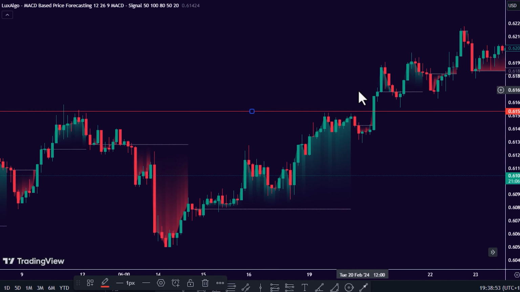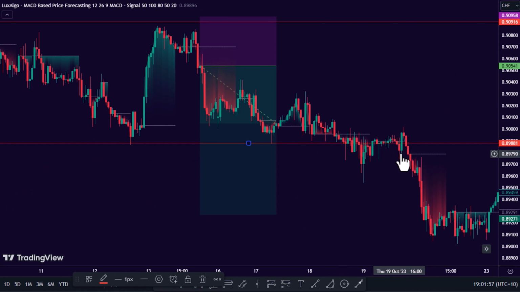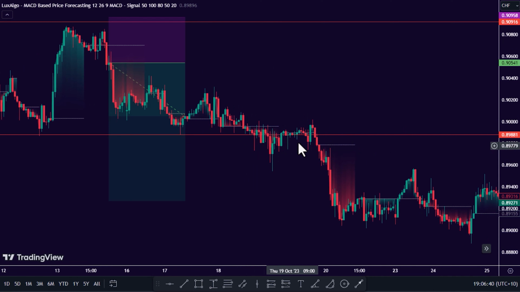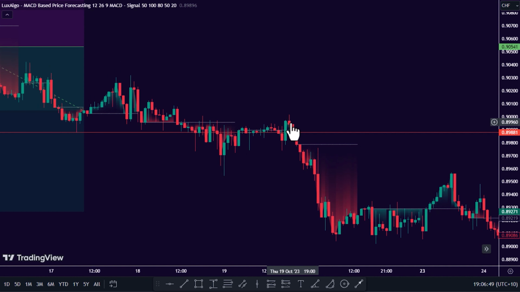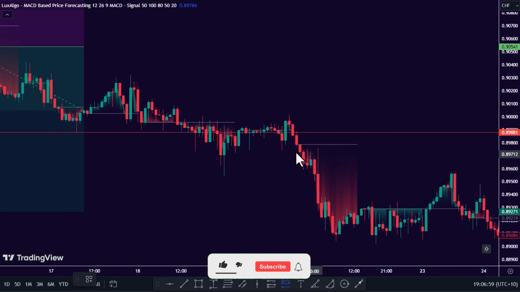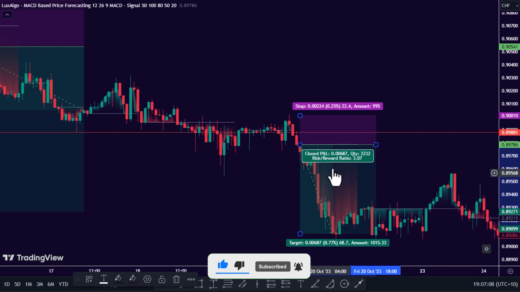Here's another good example of a bullish setup. The bullish opening candlestick here confirmed the bullish move after the MACD-based price forecasting indicator printed a green signal below the price. Here's another example of a bearish setup that resulted in a massive bearish swing. After the bullish swing in this downtrend, the bullish swing stopped once the MACD-based price forecasting indicator printed a red signal above the price. The bearish opening candlestick here confirmed the bearish move after the indicator printed a red signal above the price.